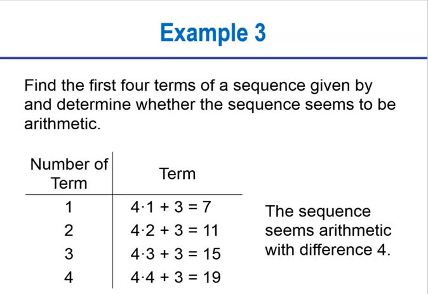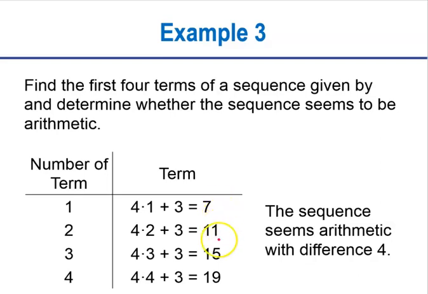So find the first 4 terms of a sequence given by and determine whether the sequence seems to be arithmetic. All right? So the number of the terms. So this is saying the first one in line is 7. The second term in line is 11. The third term is 15, and the fourth term is 19. Okay, would you say that's an arithmetic sequence?